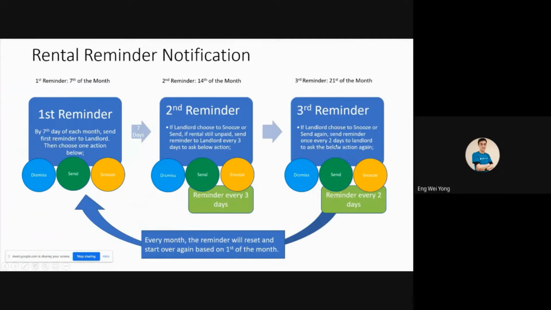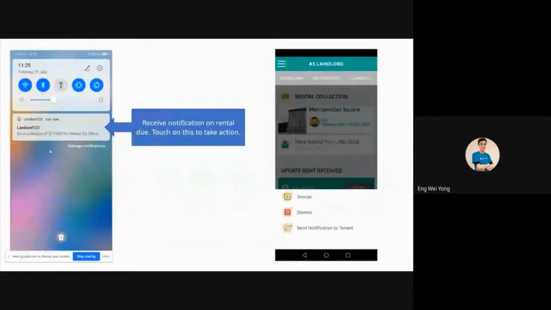And once it reaches the end of the month, if the rent is still not received, in the application, which I will show you later, it will show that for that particular month the rent is already overdue, and it will show in red color. So you will know that this particular rent you haven't received. Once it reaches the end of the month, it will start the cycle again, sending the first reminder on the 7th day of the following month, right? So how will the notification look when you receive this reminder?